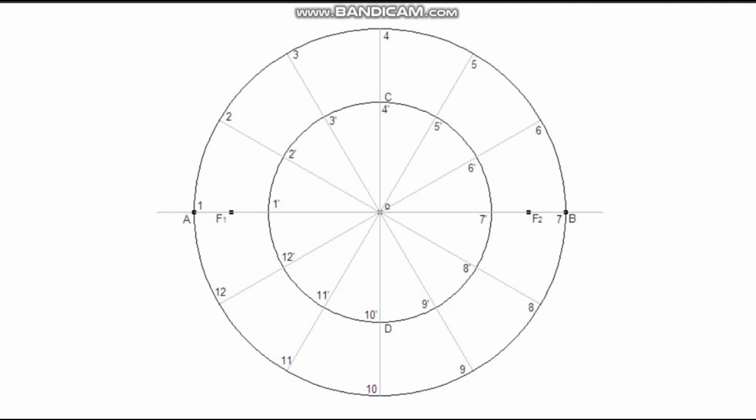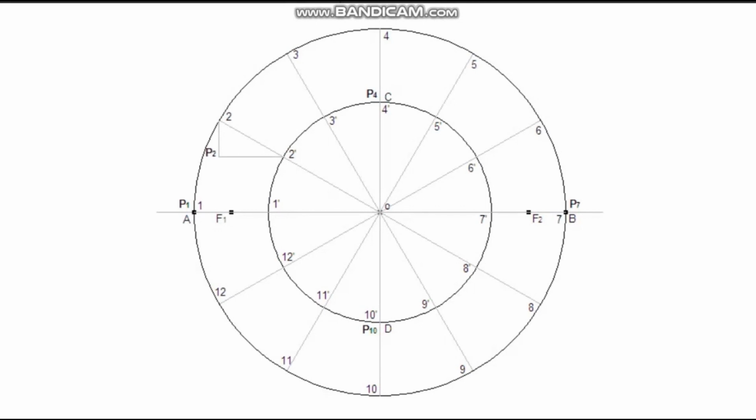Point number 1 is on the end point of major axis. Let it be P1. Point number 7 is on the other end of major axis. Let it be P7. Point 4 is on one end of minor axis. Let it be P4. Point 10 is on the other end of the minor axis. Let it be P10. Now draw a vertical line from point 2 and a horizontal line from 2.